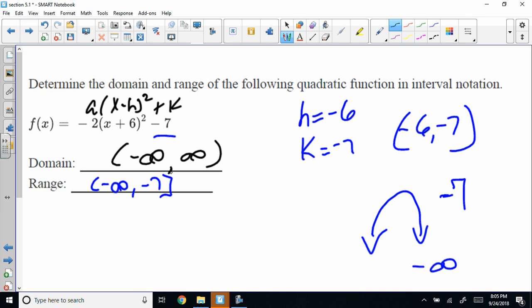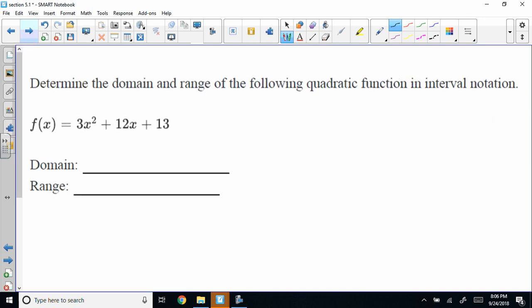I had that comma way too far up, so it could appear like it was negative infinity and negative infinity. So I erased it, moved it down, so it was in the right location. Okay, guys. Determine the domain and range of the following quadratic function in interval notation. All right. Domain.